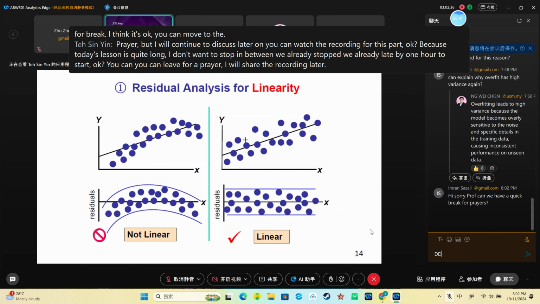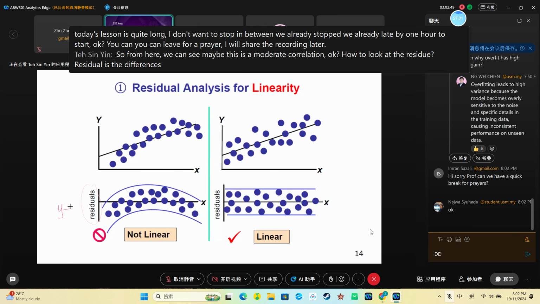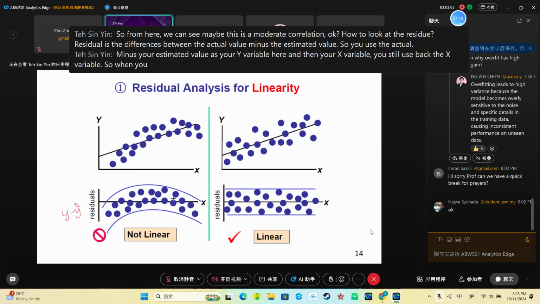So from here we can see maybe this is a moderate correlation. How to look at the residual? Residual is the difference between the actual value minus the estimated value. So you use the actual value minus your estimated value as your y variable here. And then your x variable, you still use back the x variable.